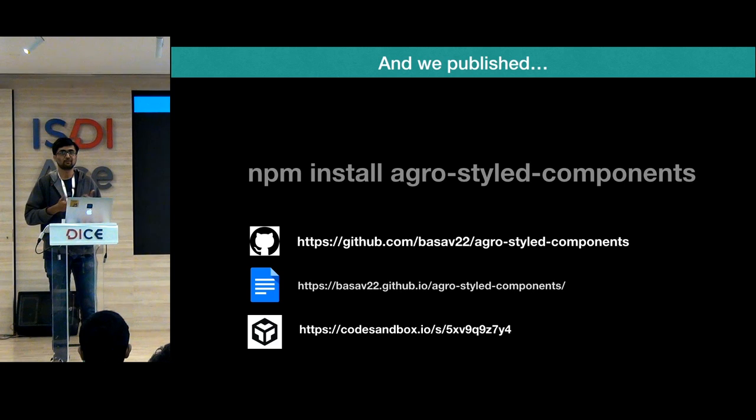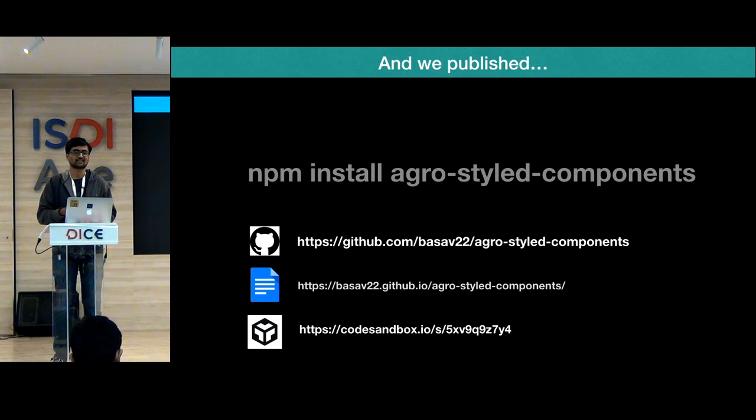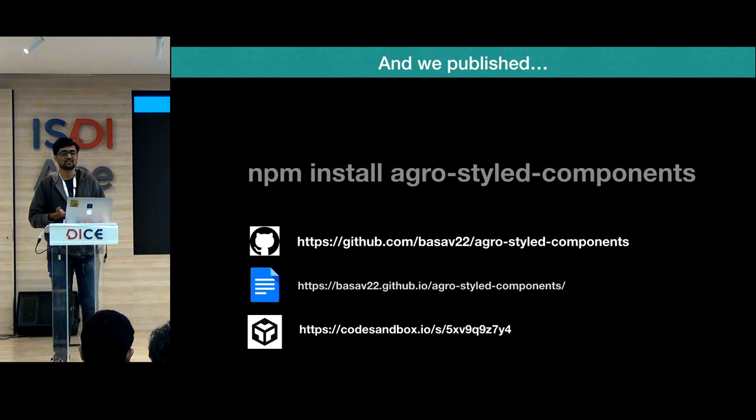That's how we went ahead and built Agro styled components. This is nothing new, it's just a macro over styled components. You know that style folder, label, input, buttons, this is all in there. There are the docs and GitHub, and you can play around with them, but you don't need to.